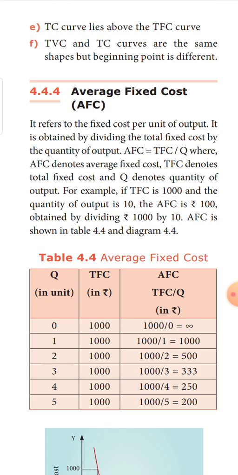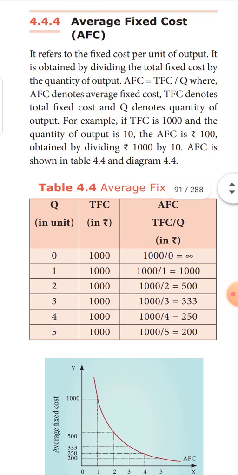Okay. How do we arrive at average fixed cost? Total fixed cost divided by Q. That is, Q denotes the number of units that are produced. In words, average fixed cost is the fixed cost for producing 1 unit of commodity. A small example is given here.